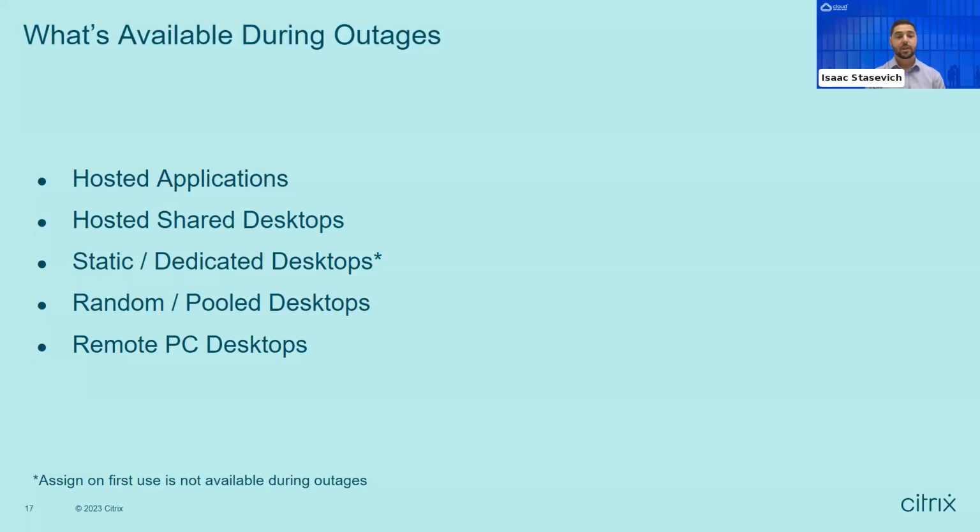A couple things that aren't supported. One is SaaS apps, which won't be supported through the Workspace app itself, and any on-prem aggregated resources. So if you have the Workspace service and you're aggregating on-prem resources from a delivery controller, those will also be grayed out.